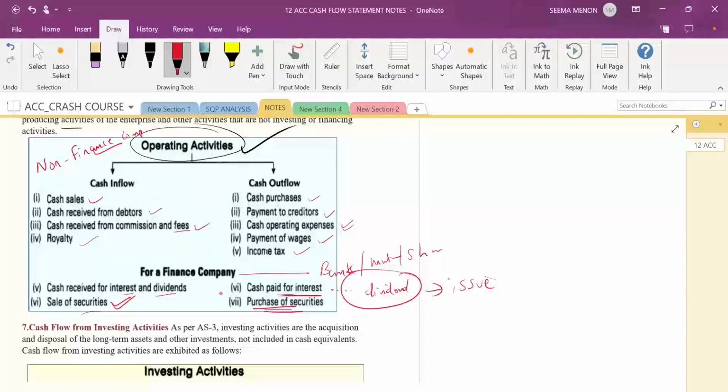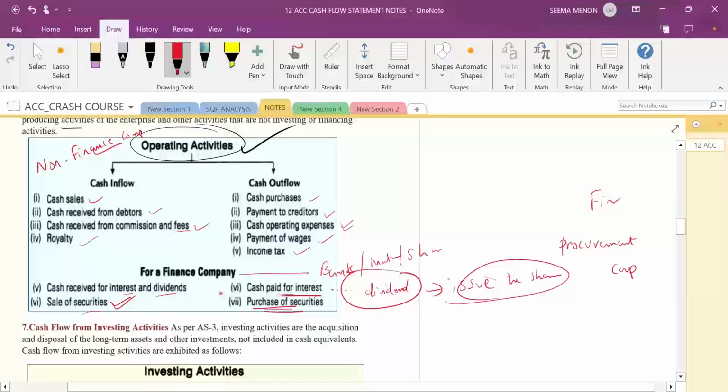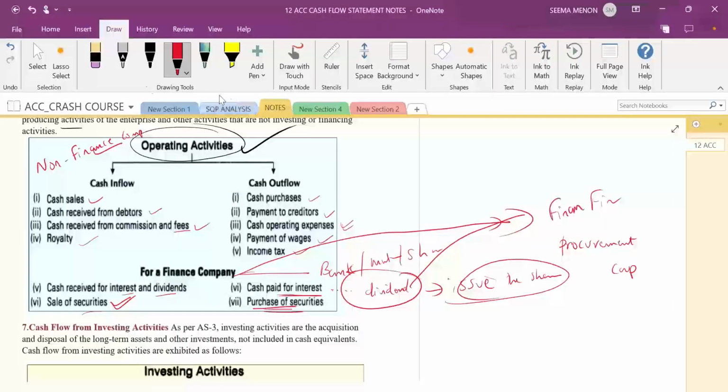Because only after we issue the shares are we making the payment of dividend. Issue of share is a part of the procurement of capital. To procure the capital, we are issuing the shares. So capital means it is the financing activity. So whenever dividend is paid by a financing company, that is considered a financing activity. I hope this much is clear.